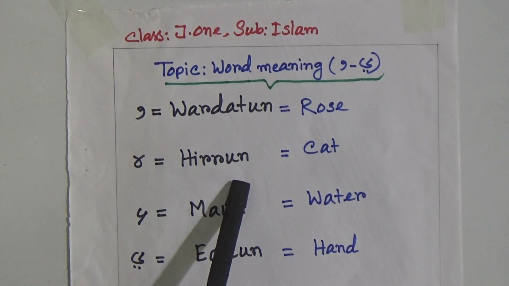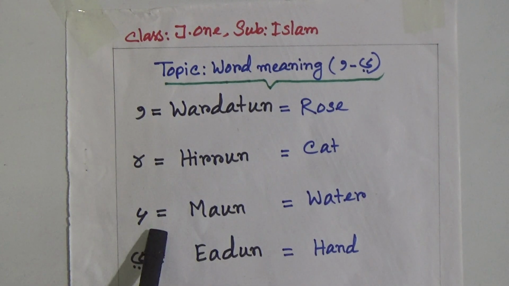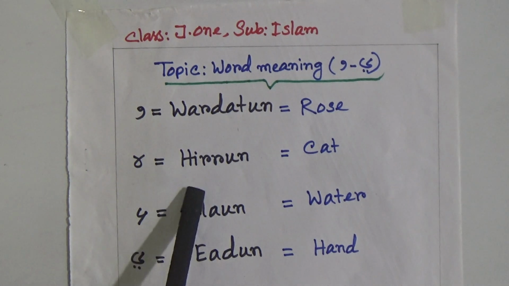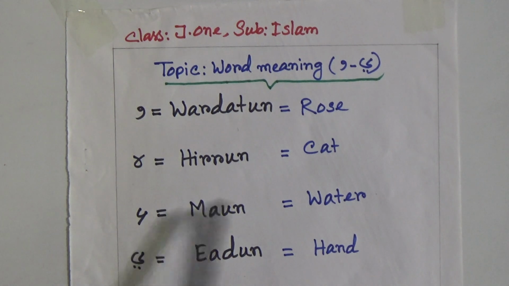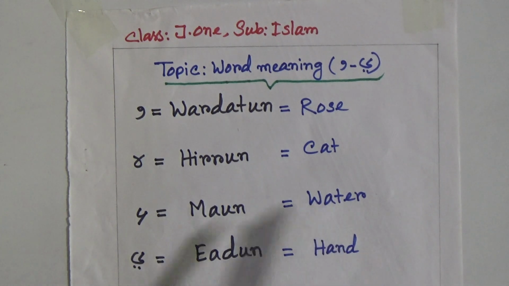The students, I repeat, wa for wardatun, meaning rose, Hamza for hirun, meaning cat, Hamza for ma'un, meaning water, ya for yadun, meaning hand.